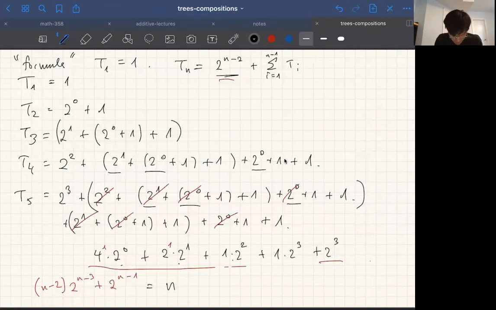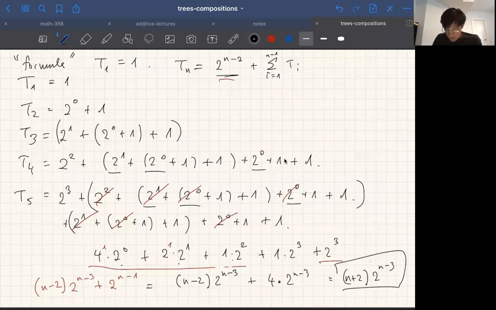I think it's n times 2 to the n minus 3. Is that right? Because there's 4. No, that's wrong. This is equal to n minus 2, 2 to the n minus 3, plus 4 times 2 to the n minus 3. So that's equal to n plus 2, 2 to the n minus 3. I think that's the formula.